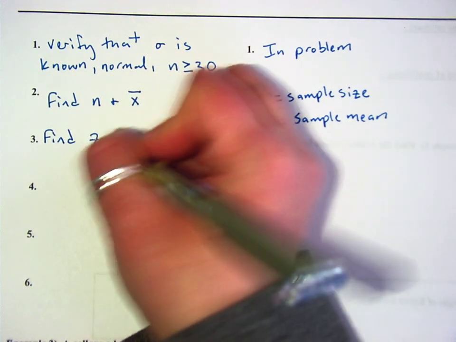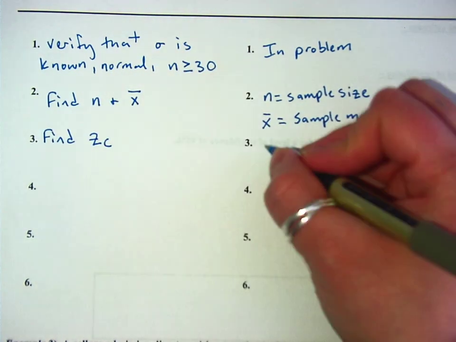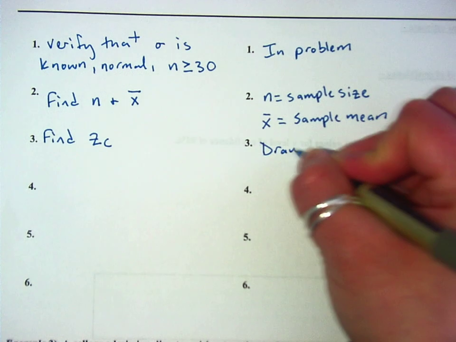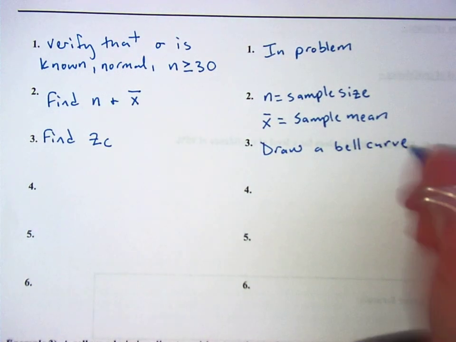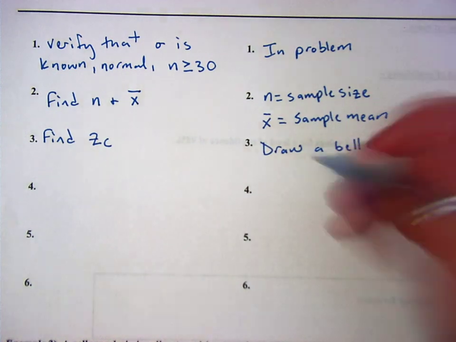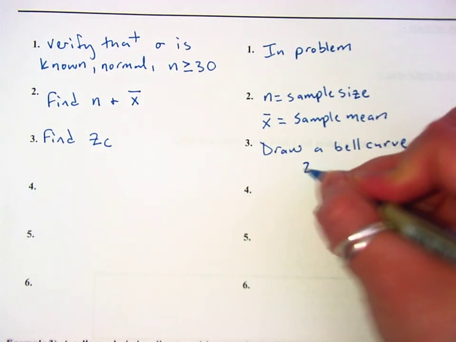Find the z sub c. And over here on the hints, I'm going to write: draw a bell curve. Use a z-table.